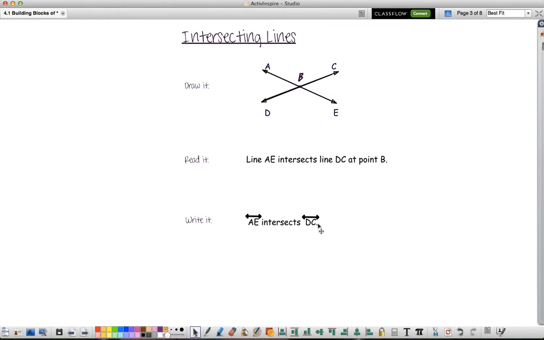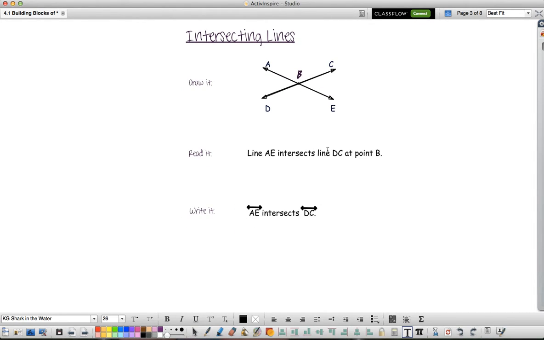When you write it, you would write with symbols. So you have your line symbol on top, intersects line DC. Again, there's no symbol for intersecting, so you would write the word intersects. And you can put here at the end, at point B.